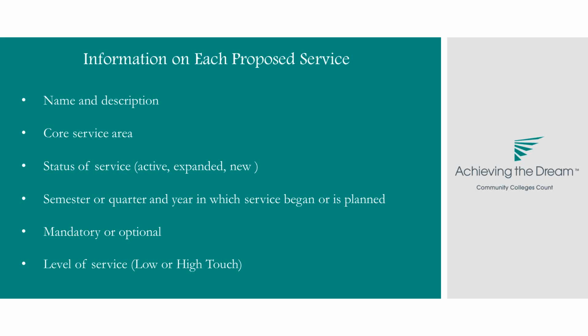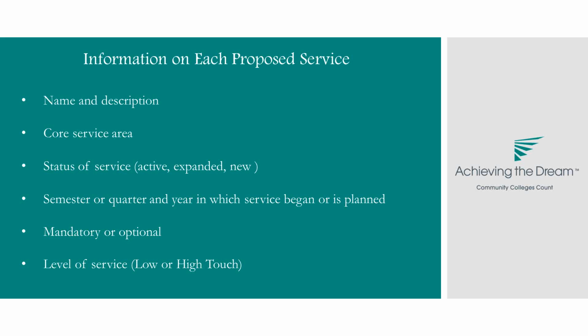We ask that you identify what core service area this particular service falls into, the service status, so whether it's an active service on your campus, it's going to be expanded, or it is a brand new service. We also ask that you provide the academic semester/quarter and the year in which the intervention began or is planned to begin.